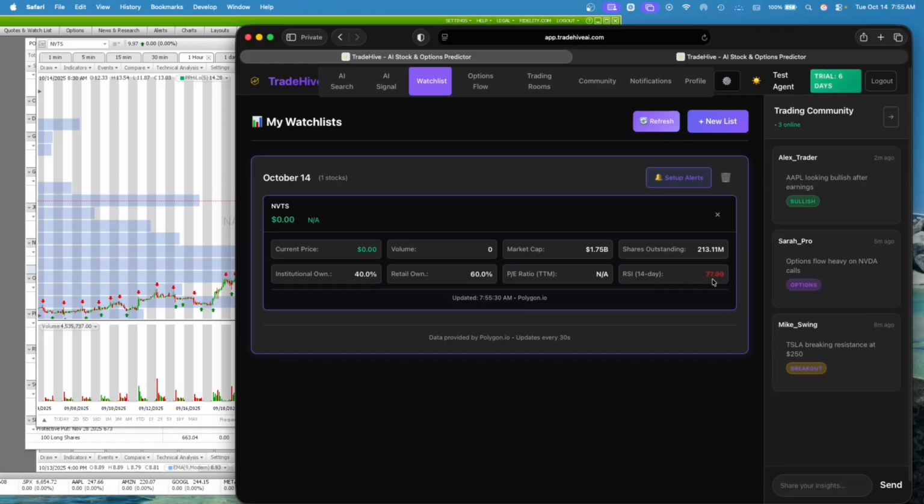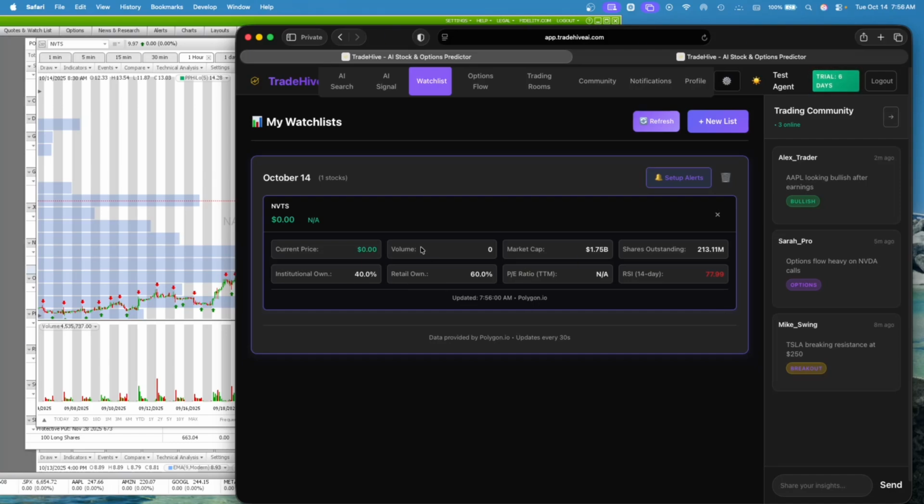Because 80 plus RSI is not really good. 70 plus is not good. That's why it's in green. So be cautious of this stock coming down at some point, right? The volume is 213.11 million. Institutional ownership is 40%, retail is 60%. That's why this stock, as you saw earlier, the trend is so on.